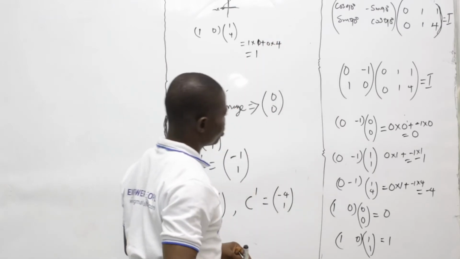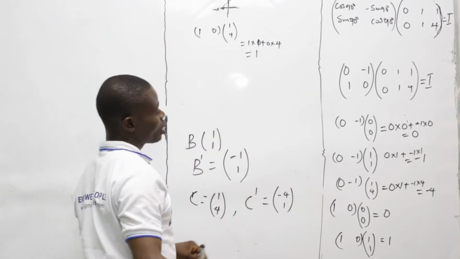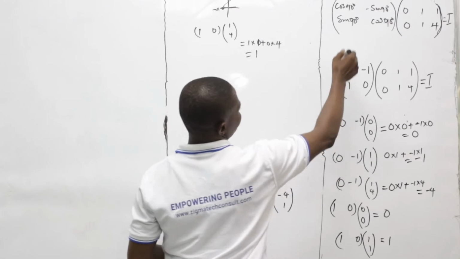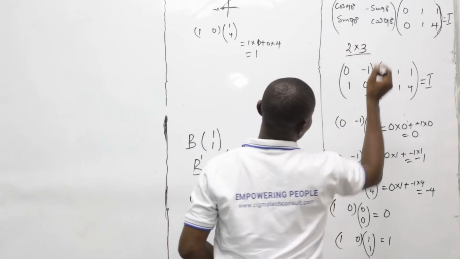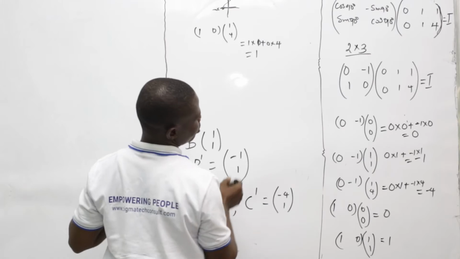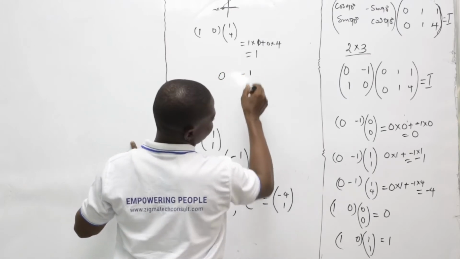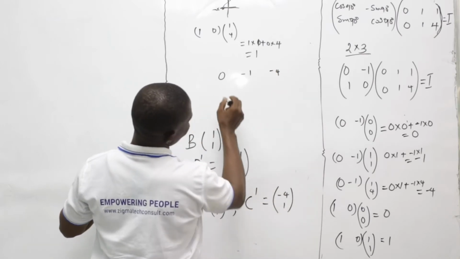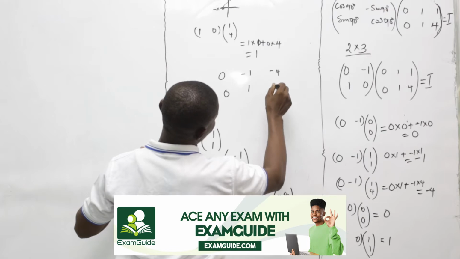Now let us position to see the solution. Positioning this image, this matrix is going to be what? 2 by 3. So the first solution, 0. Second solution, minus 1. Third solution, minus 4. The next, 0, 1, and 1.